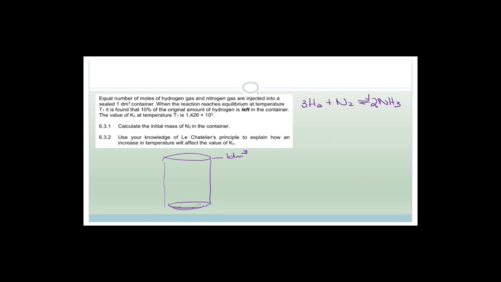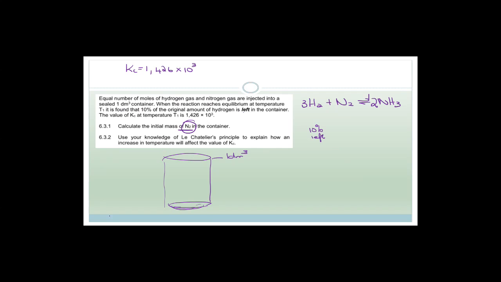It says we put in equal moles of hydrogen gas and nitrogen gas. When we reach equilibrium, we have, at T1, 10% of the original hydrogen left. So we've got 10% left. Okay. And they tell us that the Kc value is 1.426 times 10 to the 3. And they want to know what is the initial mass of nitrogen.